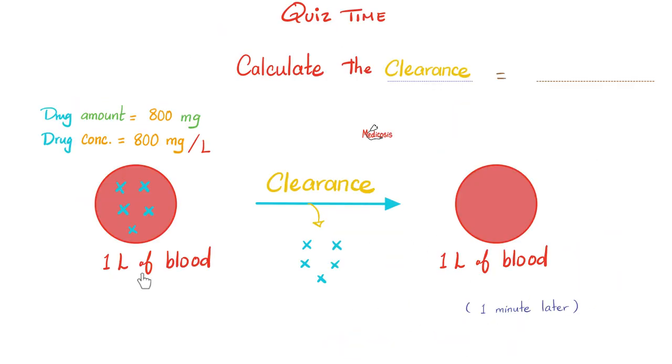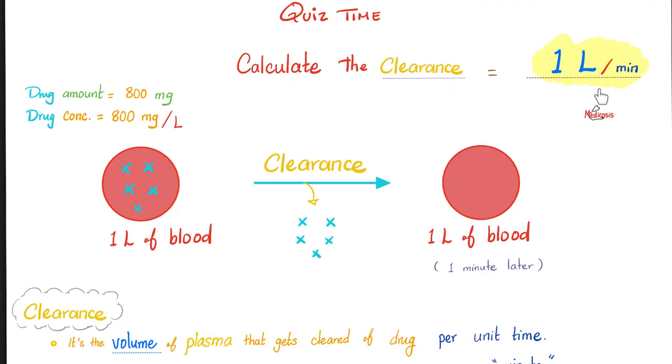Quiz time. I gave you 1 liter of dirty blood, dirty plasma. It has drugs in it, about 800 milligrams. The drug concentration is 800 milligrams per liter. And after 1 minute, it was cleared. Can you calculate the clearance? Oh yeah, medicosis, it's 800 per minute. Shut up! The clearance is not referring to the drug. It's referring to the volume of the plasma. Therefore, the clearance is 1 liter per minute. Clearance is the volume of plasma that got cleaned and cleared of the drug per minute.